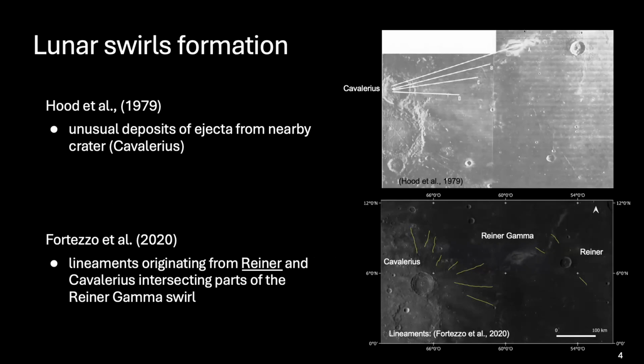Wood and associates propose that the Reiner Gamma lunar swirls are formed by an unusual deposit of ejecta from a nearby crater created by a large impact, probably Cavallarius. They identified four lines which bisect the V-shaped pattern present in Reiner Gamma and converge at Cavallarius. More recently, Fortezzo et al. have mapped lineaments originating from Reiner and Cavallarius intersecting Reiner Gamma. I decided to add Reiner crater to the study.